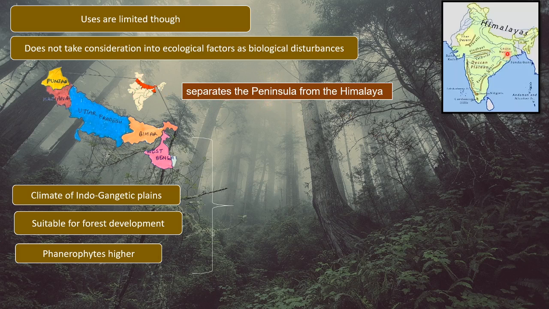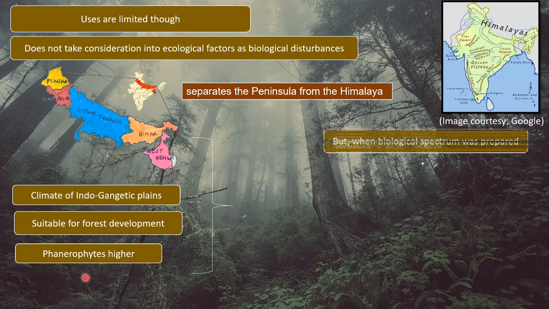So this Indo-Gangetic plain is separating our country from the Himalayas. So this is like a border that is formed. These are plain regions, but they are receiving minerals due to the flowing Ganga river, and therefore the area there is fertile. It is very obvious that when there is fertile soil, there has to be forest development, and so therefore the phanerophytes should be higher there, right?